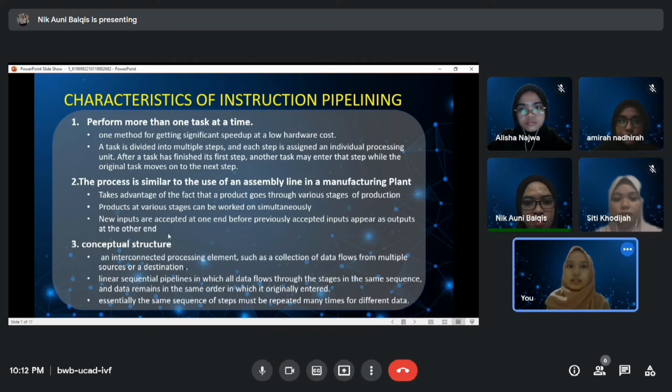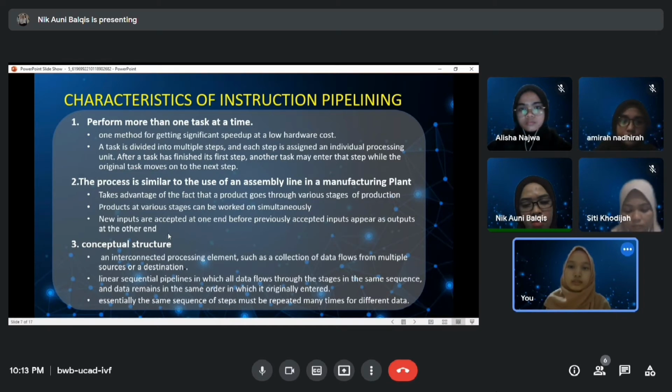Secondly, it's similar to the use of an assembly line in a manufacturing plant. An assembly line takes advantage of the fact that a product goes through various stages of production. By laying the production process out in an assembly line, products at various stages can be worked on simultaneously. Then new inputs are accepted at one end before previously accepted inputs appear as output at the other end.